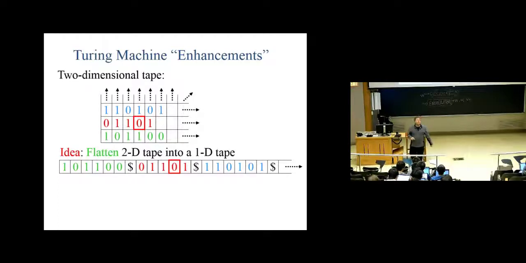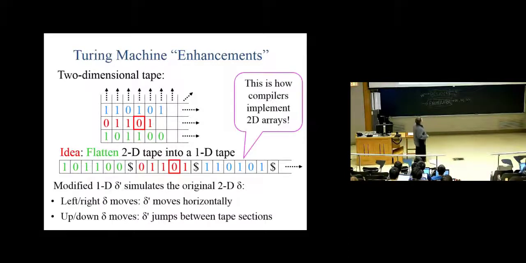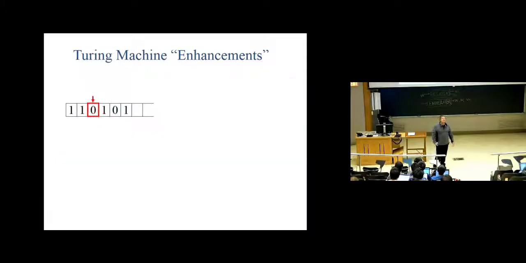Just like when you say the number 3, you don't say 3.0000000 and keep going forever just to convey the number 3. If you just say 3 or 3.0, it's implicit that the rest are zeros. And you don't have to say that or store that or worry about that. And this is called row major order. That's how compilers implement arrays, actually. And non-determinism is a bit trickier, but that too doesn't increase the power of Turing machines.